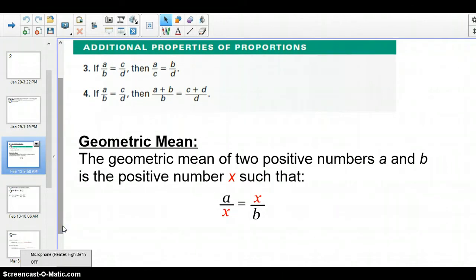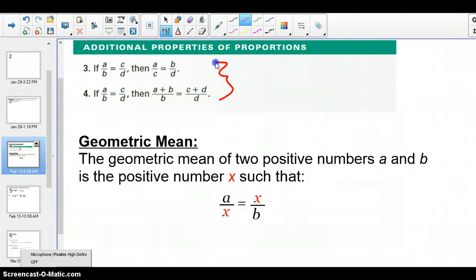Okay. The next thing that you need to know are some additional properties of ratios. These are important because I don't think you've seen them before. So the first property there, number 3, says if A over B is equal to C over D, then A over C is equal to B over D. So basically, they're flipping some things around. They're flipping the B and the C.